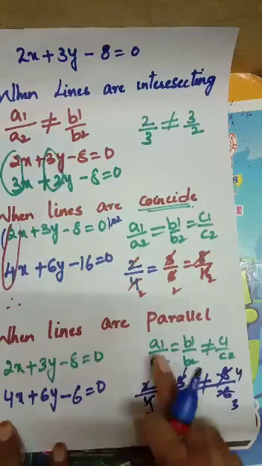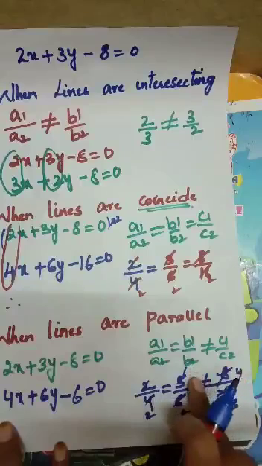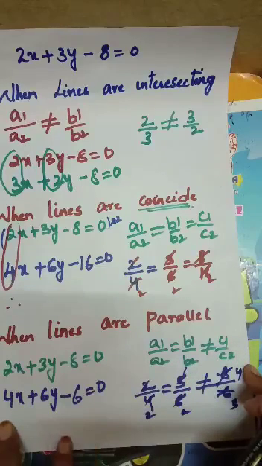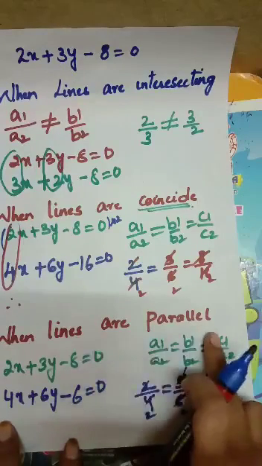What is concluded? a1 by a2 is equal to b1 by b2 is not equal to c1 by c2. Therefore, the lines are parallel lines.